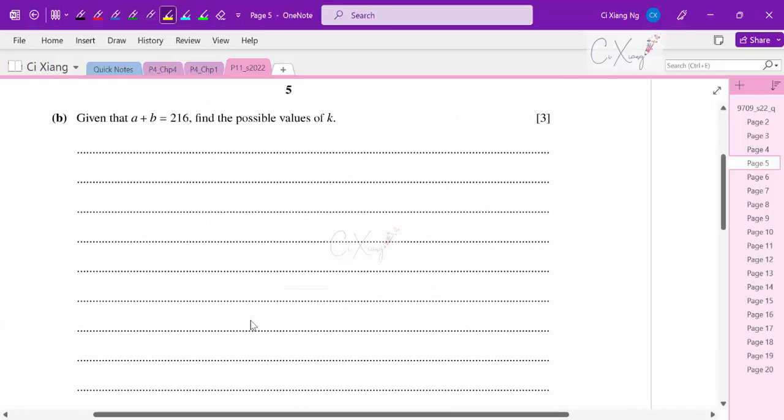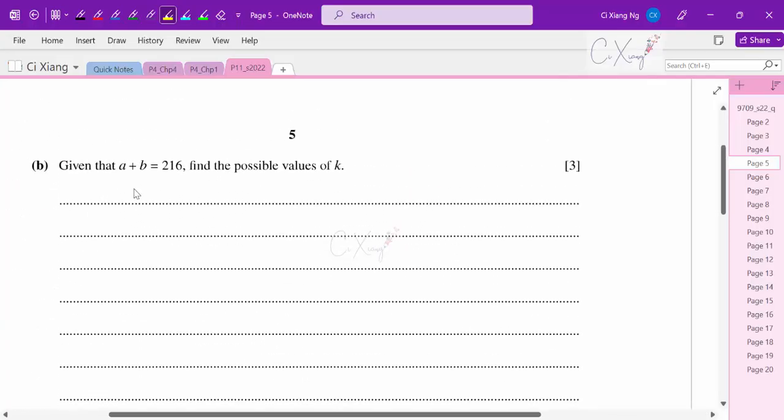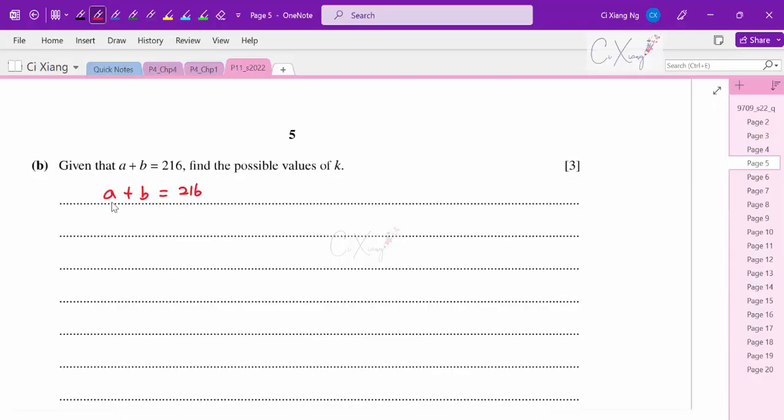Okay, so for part B, they are saying that given that A plus B is equals to 216, find the possible values of k. Alright, so it is given that A plus B equals to 216. Okay, so first of all, definitely we need to put in the result that you get in part A. Alright, so what is the A in terms of k? A is actually 80k⁴. What is B actually? The B will be 24k². And then I bring the 216 over, become negative 216, and it is equals to 0.